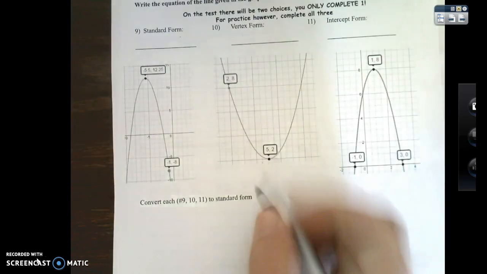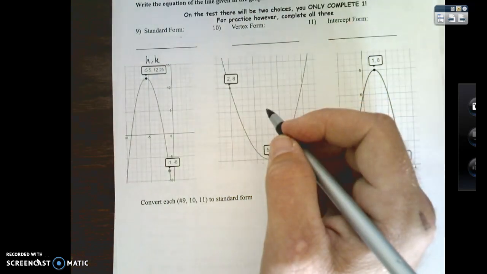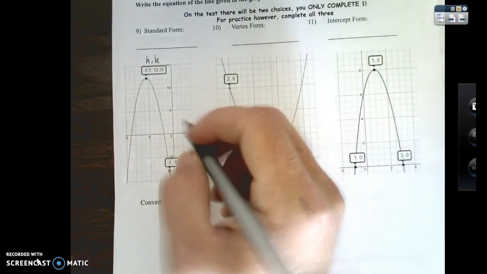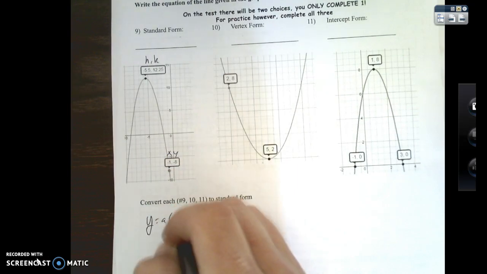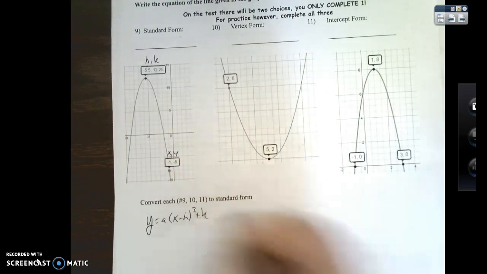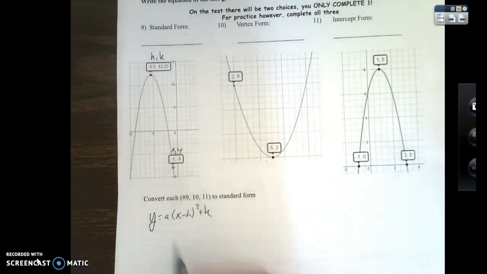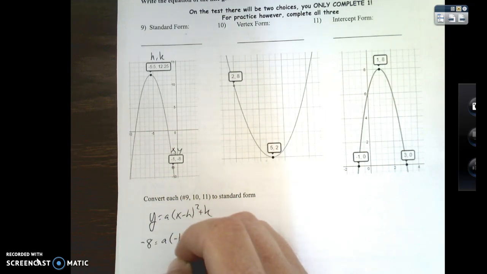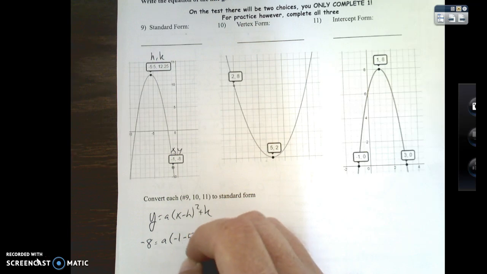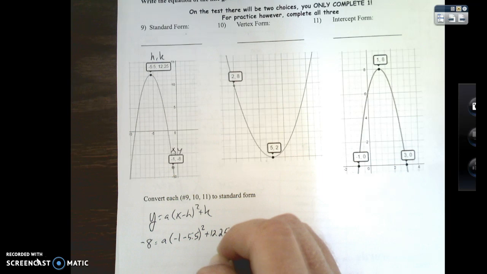Standard form, here is my h, k. It's my vertex. Your vertex is always your h, k. The other point is your x, y. I'm going to use y equals a(x minus h) squared plus k. And I'm going to have these written on the board for you. I'm plugging everything in. For y, I put in negative 8. A, my x is negative 1. My h is negative 5.5. And my k is 12.25.